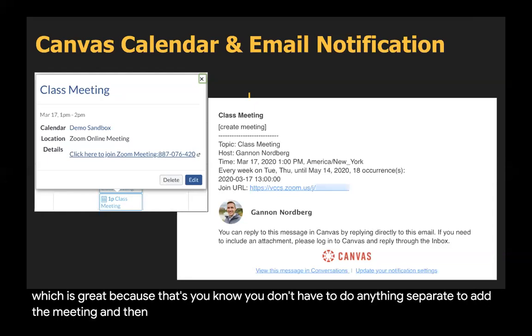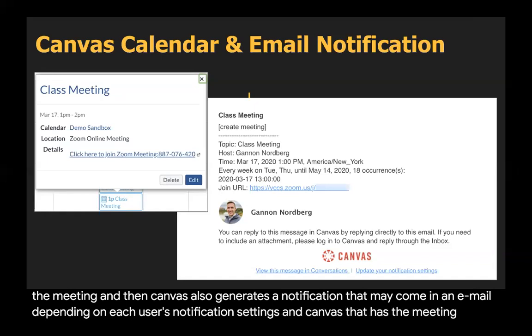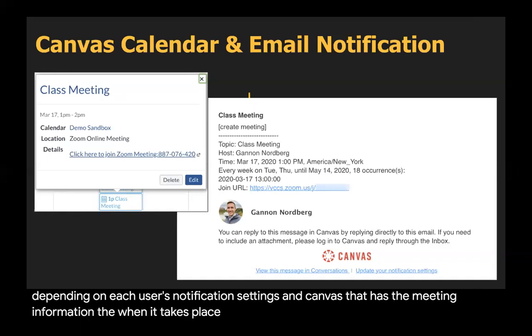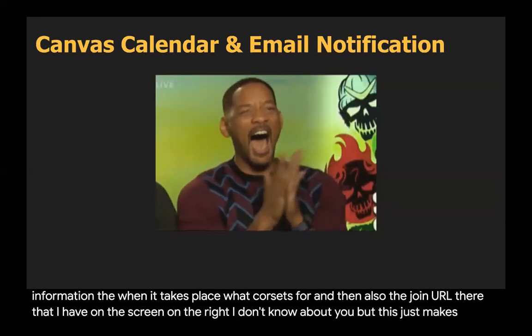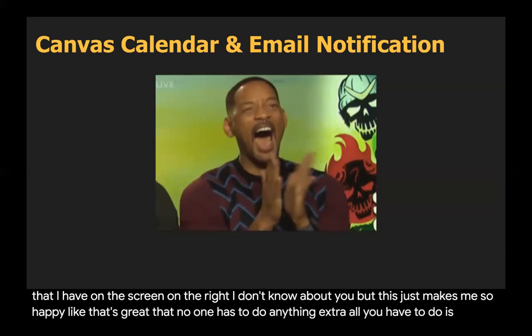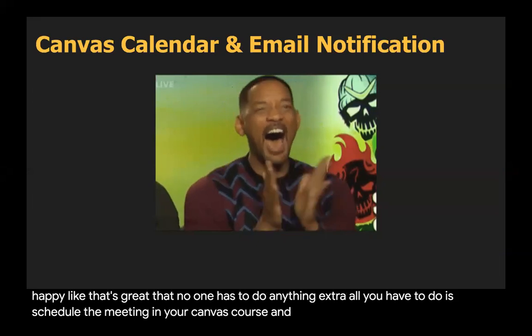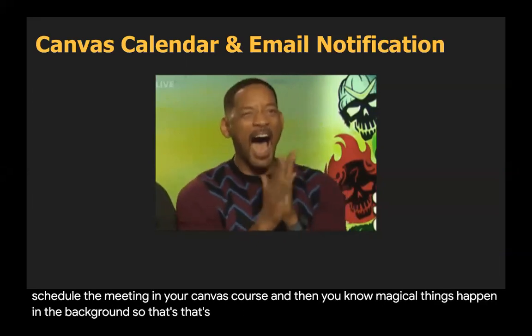And then Canvas also generates a notification that may come in an email depending on each user's notification settings in Canvas that has the meeting information, when it takes place, what course it's for, and then also the join URL there that I have on the screen on the right. I don't know about you, but this just makes me so happy. Like, that's great that no one has to do anything extra. All you have to do is schedule the meeting in your Canvas course, and then magical things happen in the background. So that's great.